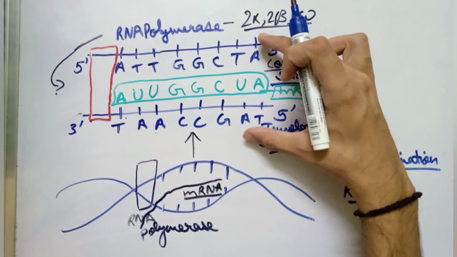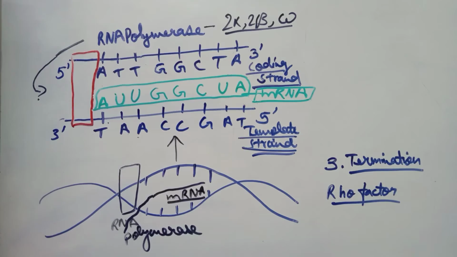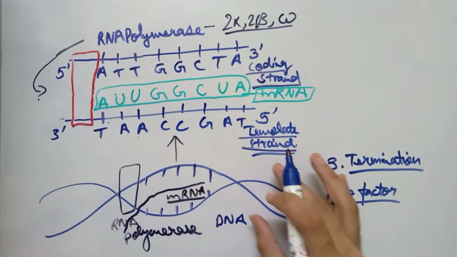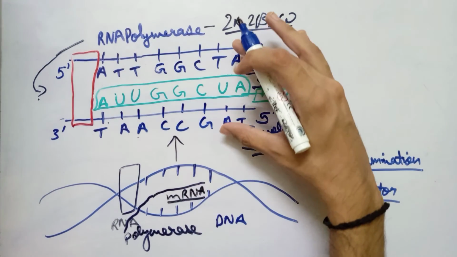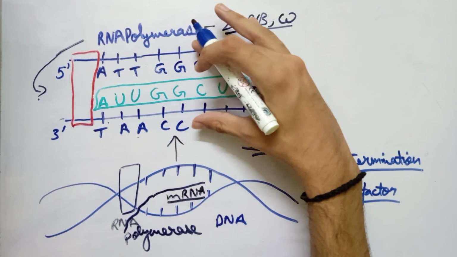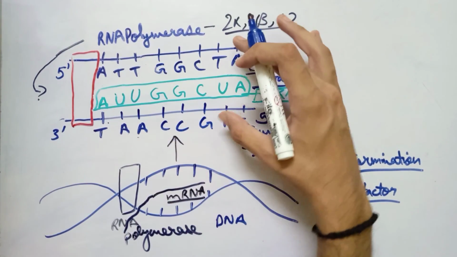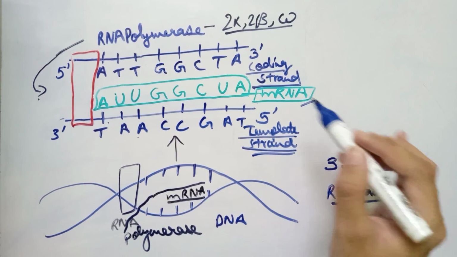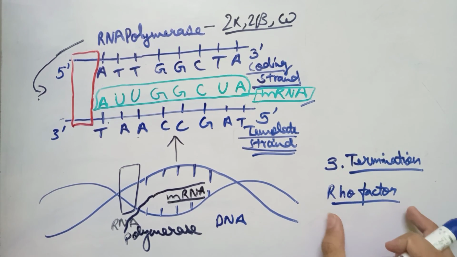Because if we want to transcribe this much part of the gene only, and obviously DNA is a huge molecule, it has thousands of nucleotide bases or base pairs present in it. So we have to only transcribe a small part of the gene from it. So after the gene is transcribed and mRNA is formed, we need the RNA polymerase to stop or terminate its action. So for this we need the Rho factor.